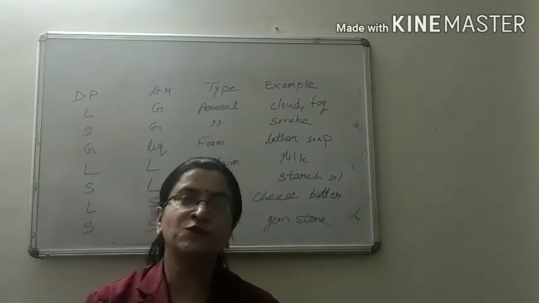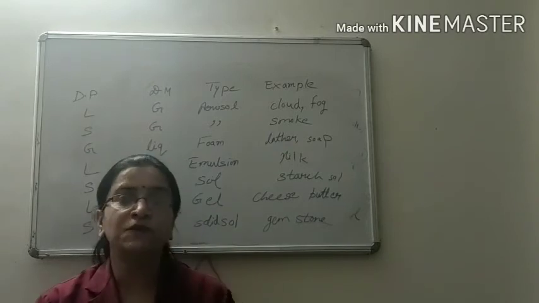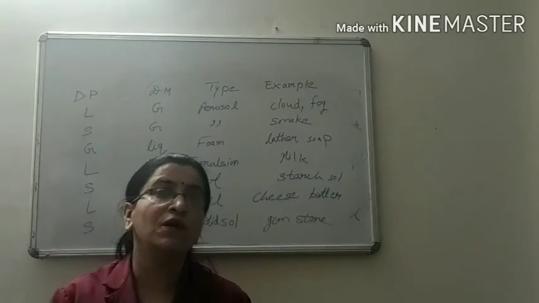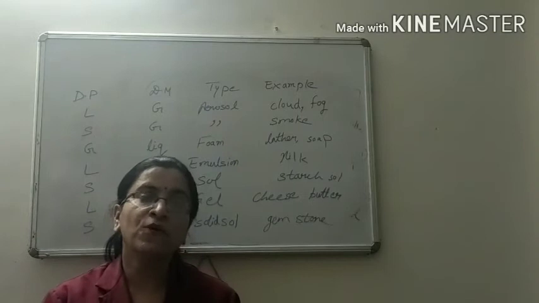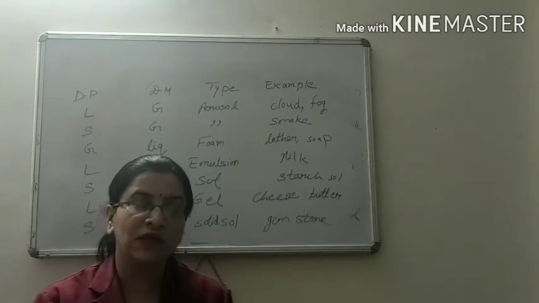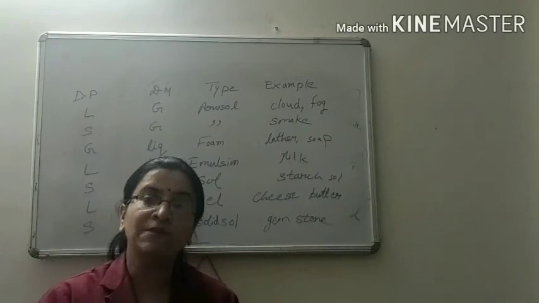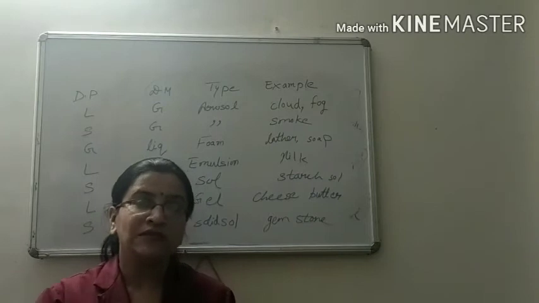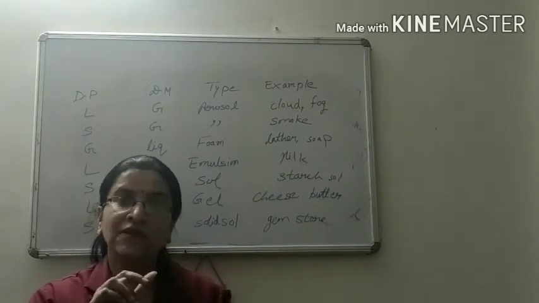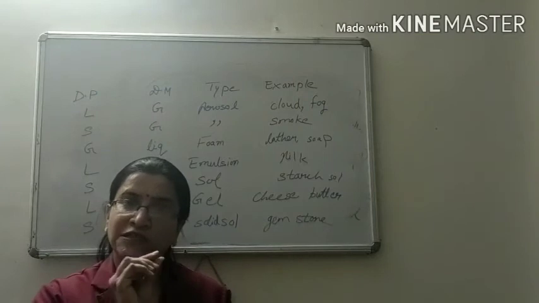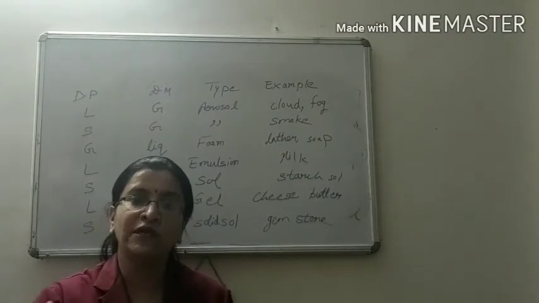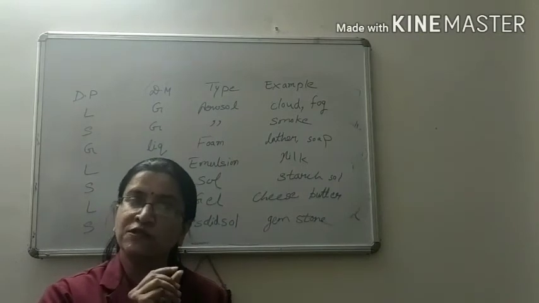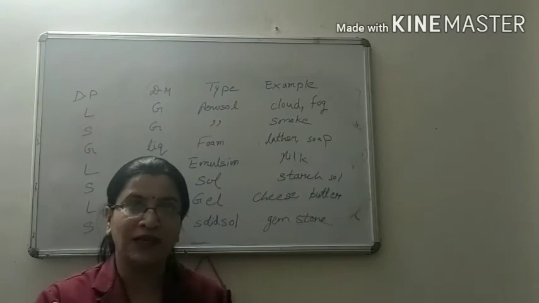So what is this dispersed phase? The component which is present in a small quantity and which is dissolved in another component is called dispersed phase. And the component which is present in large quantity and where the other component can be dissolved is called dispersion medium. For example, sand in water, starch in water. Starch in water means water is the dispersion medium, starch is the dispersed phase. So, clear? Dispersed phase, small quantity; dispersion medium, large quantity.